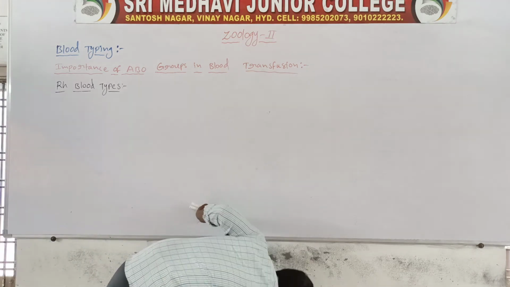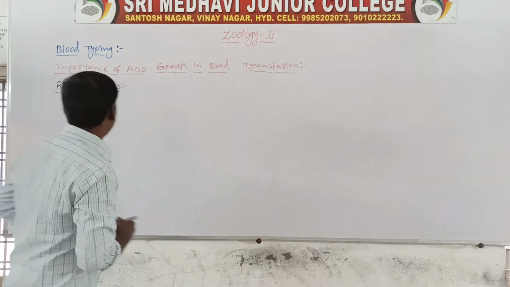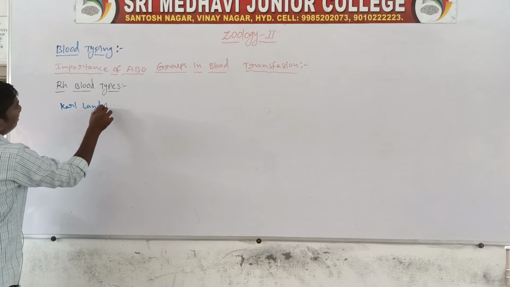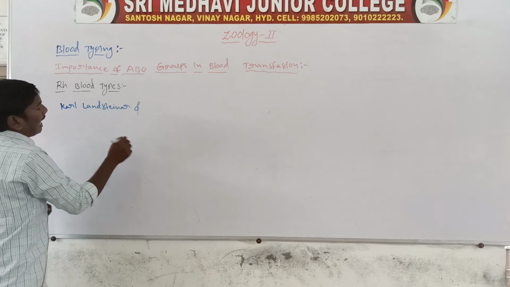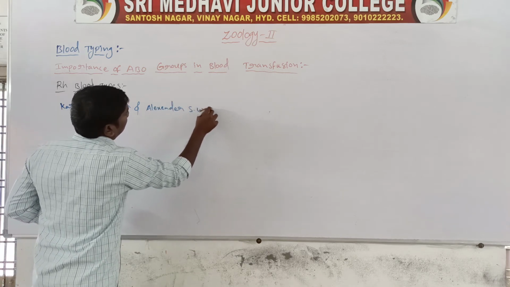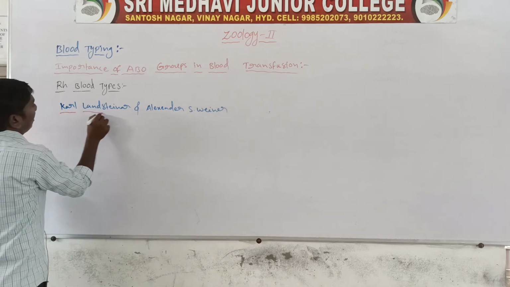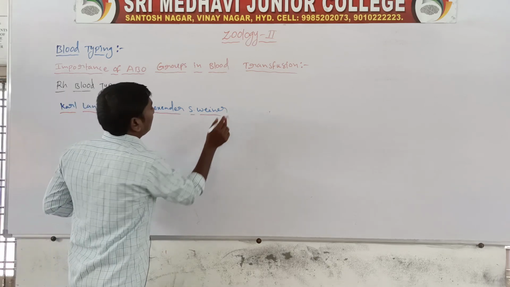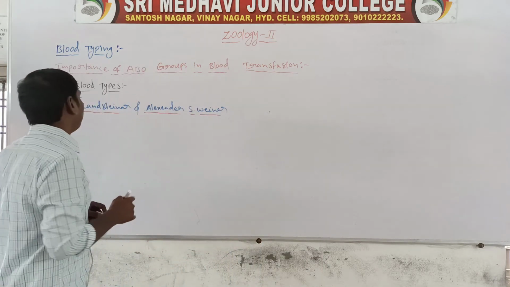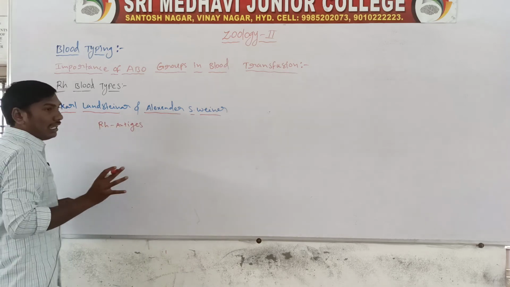The RH blood types. Two scientists, Carl Landsteiner and Alexander S. Wiener, discovered the RH antigens.